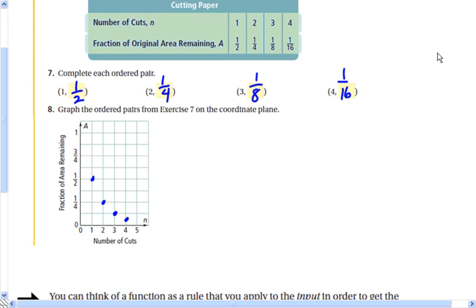I hope you're thinking this is nonlinear, because we seem to be curving here. And if we don't have a straight line, then it's not a linear function.